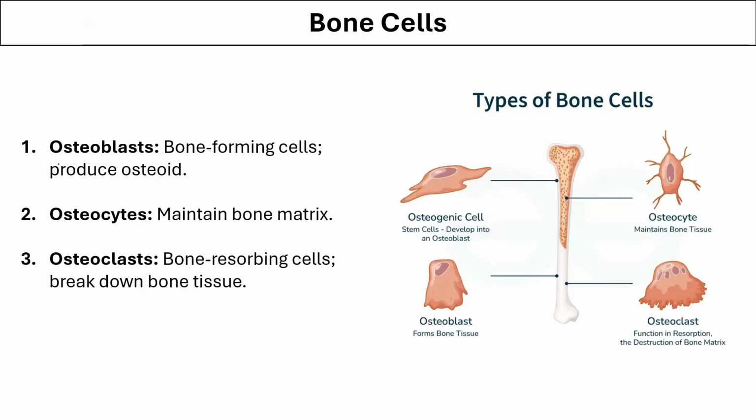There are mainly three different types of bone cells. The osteoblast cells are the bone forming cells. These are the cells that actually form the bone tissue. They produce osteoid, which is the organic or living part of the bone. Osteocytes maintain the bone matrix, which is the mineralized part of the bone, where you have minerals like calcium and phosphorus. Osteoclasts are bone resorbing cells, so they break down the dead, decaying part of the bone tissue.